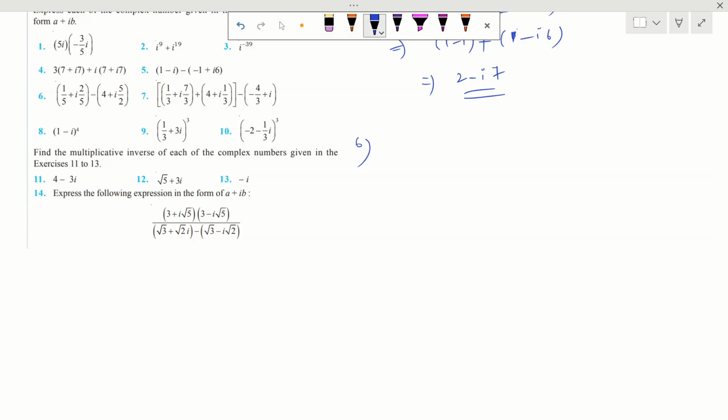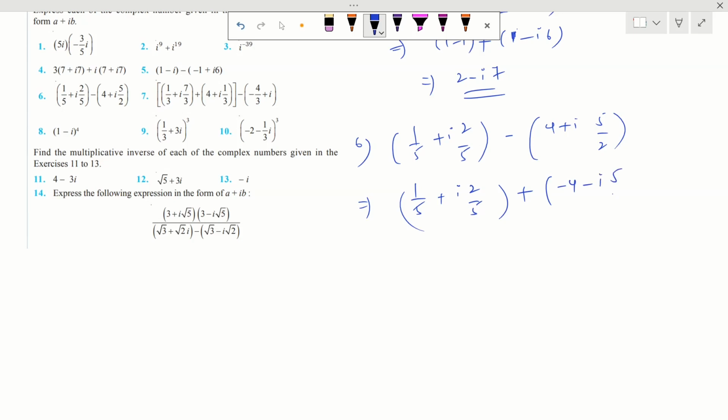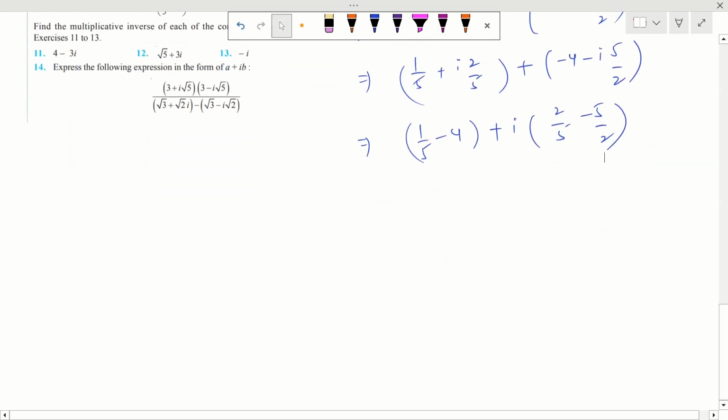So here 1 by 5 plus i 2 by 5 minus (4 plus i 5 by 2) is given. A subtraction is given, so we need to take the minus inside. So 1 by 5 plus i 2 by 5, and taking the minus inside, it is minus 4 minus i 5 by 2, right? So here 1 by 5 minus 4. Okay, I'm writing the real part on one side and the imaginary part on one side. 2 by 5 minus 5 by 2. Then further you simplify this.